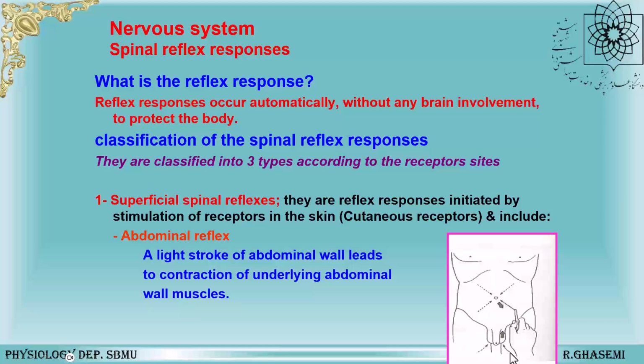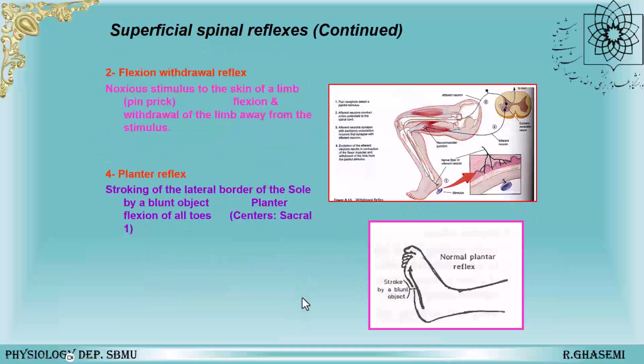If you stroke the inner surface of the leg, immediately the testis will be contracted and move upward. This is the cremasteric reflex. Another superficial spinal reflex is the flexion withdrawal reflex. When we put our hand or leg or our foot on a sharp object, immediately we withdraw from this sharp object. And this is a reflex that is not being done deliberately.